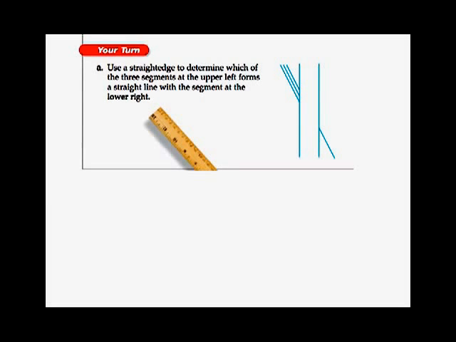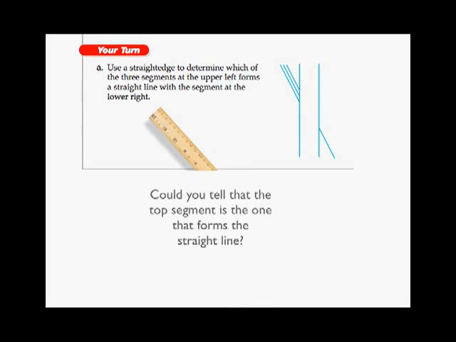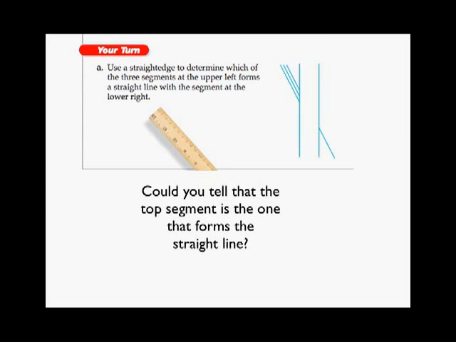This time, use a straight edge to determine which of the three segments at the upper left forms a straight line with the segment at the lower right. Could you tell that the top segment is the one that forms the straight line?